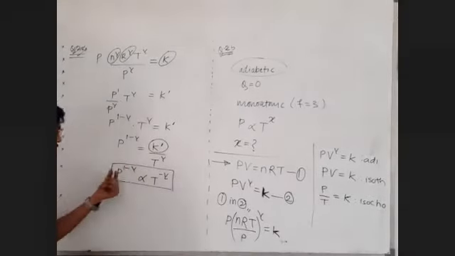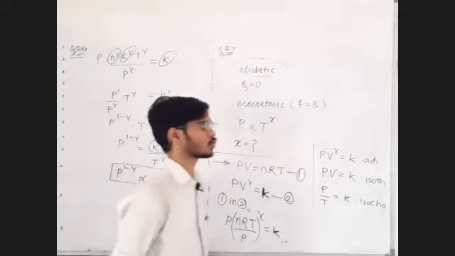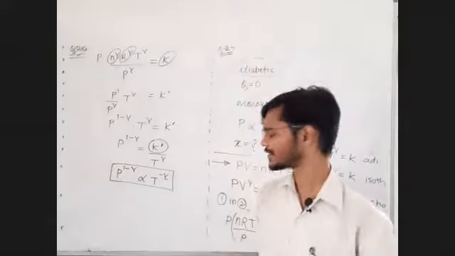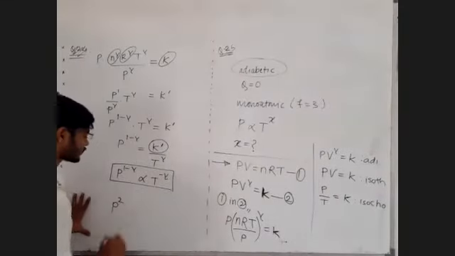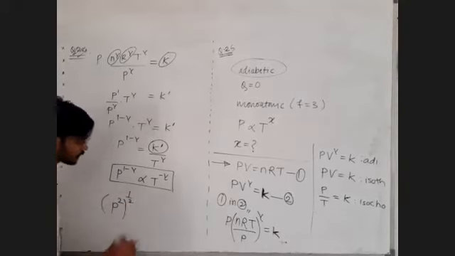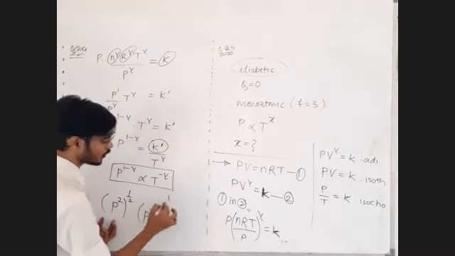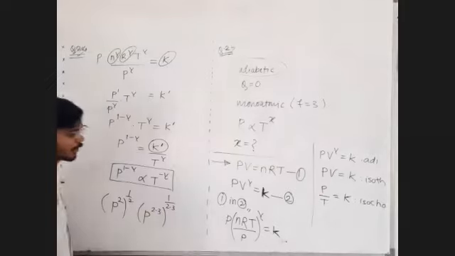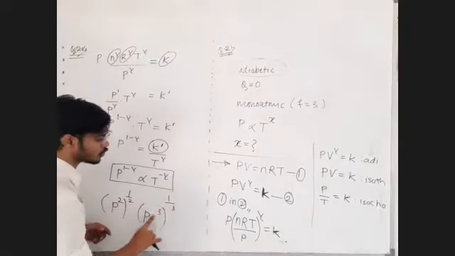But sir, here we have raised to 1 minus gamma. What to do now? Very simple thing. Let's say if you have p square and we want p raised to 1, then what will you do? You will take the square root. Sir, we have 2.3, what will you do? You will take 1 upon 2.3. Means if there is a square, you will take the square root. If there is a cube, you will take the cube root.